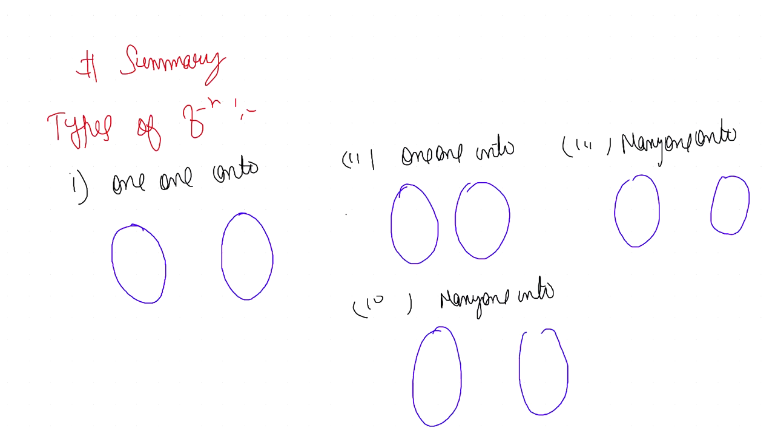तो वन वन ऑन टू में हमने क्या पढ़ा, पहले रिलेशन वन वन होगा और there would not be anything left in set B. ठीक है, this is set A, this is set B, so there is nothing, so relation is one-one and there is no element that is left in set B. वन वन इनटू में क्या होगा, रिलेशन तो वन वन होगा, but there would be some elements left behind in set B.